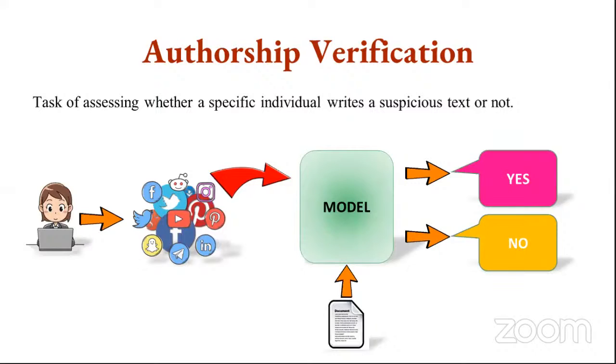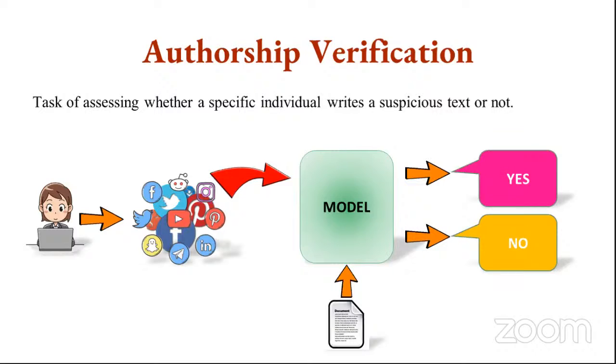We already have some known documents of a particular author. Now we have to understand the style of that author, and then we can apply the model on the unknown text and see whether the same style is present in it or not. If the same style is present, then we say yes, the unknown document is written by the same author. Otherwise, if the style of the author and the unknown document is different, then we say no, the unknown document is not written by the same author.